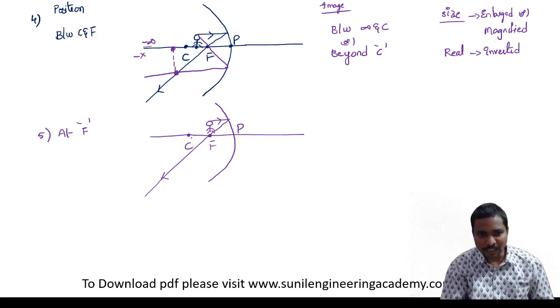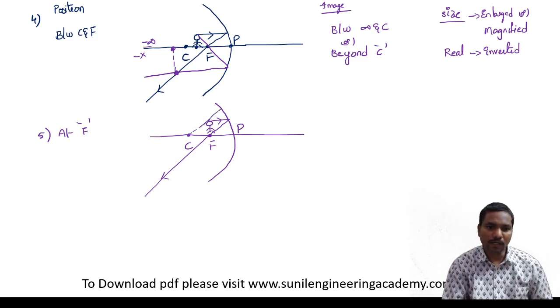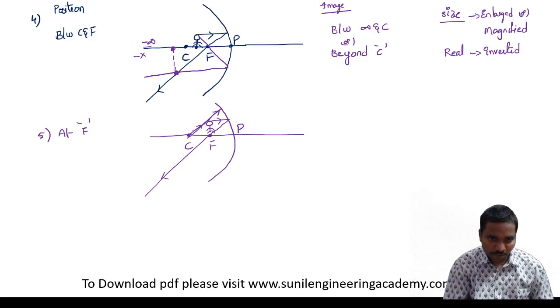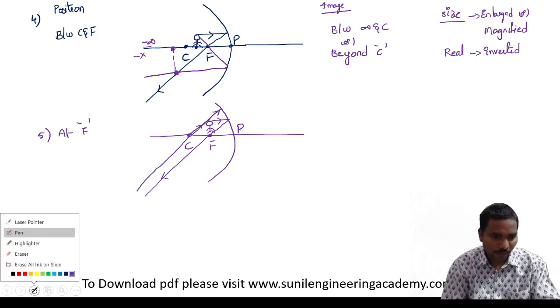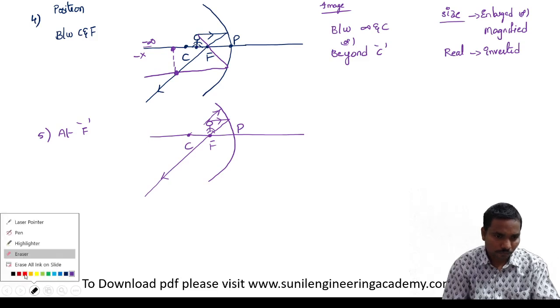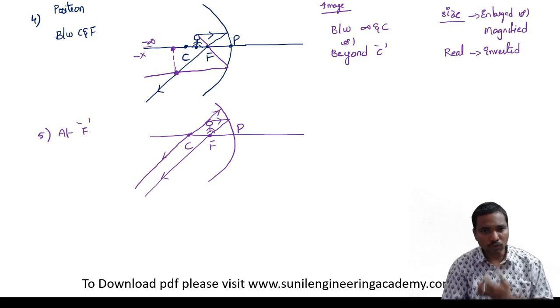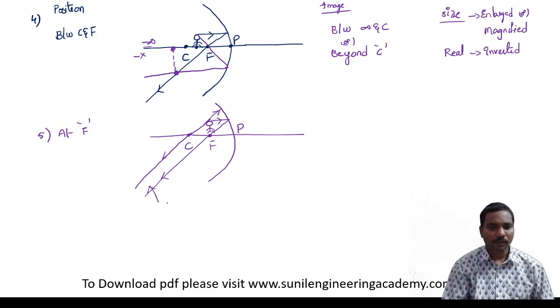Okay, so there is another chance. You can send the light ray in the axis of the center of curvature, correct? With the same axis of the center of curvature. If you send like that, after reflection, it will be back in the same direction. So like this. That means these two reflected rays are parallel rays.